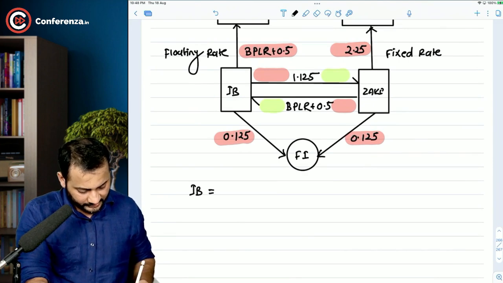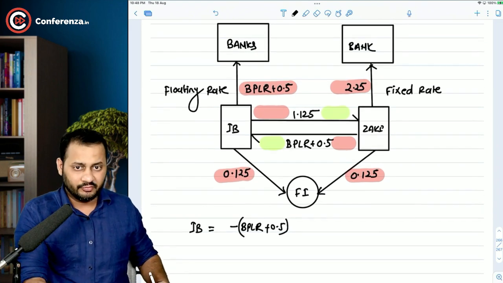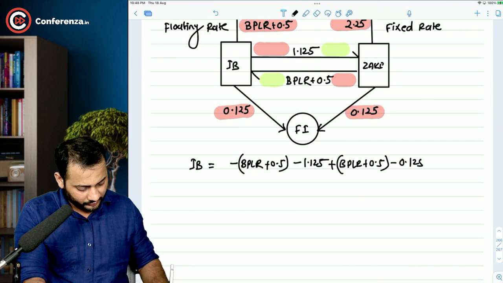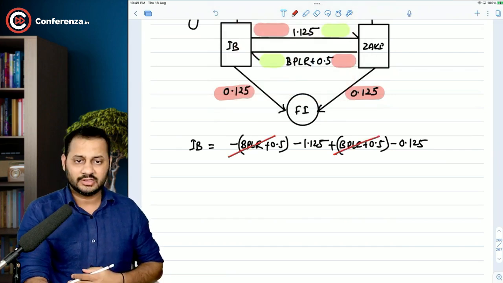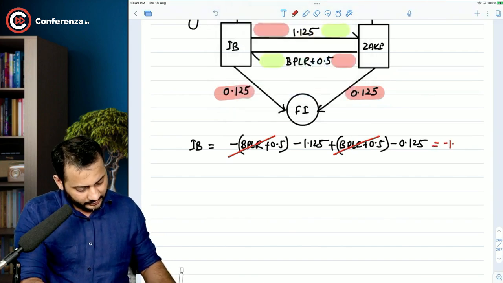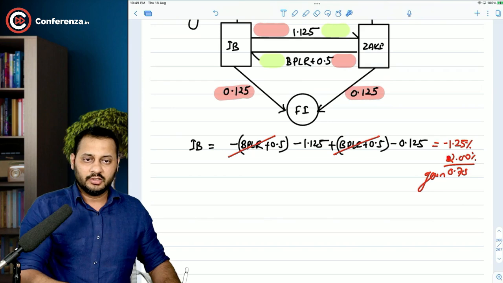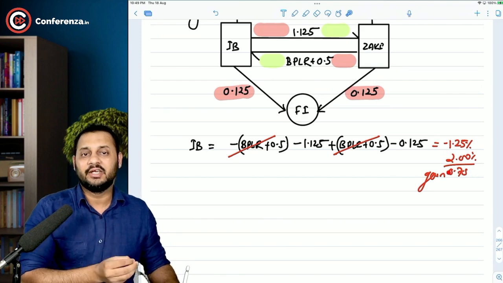For IB, it is minus BPLR plus 0.5, since we have paid. Then we paid 1.125 as well, minus 1.125, then we received BPLR plus 0.5, and then we paid 0.125. Am I right? Writing all the four figures, you can clearly see that this outflow is cancelled with this outflow, and the total is minus 1.25%, which is lower by 0.75%. The direct bank rate was 2%, so I am at a gain of 0.75. The net cost to me is fixed. I wanted that. That's the gain to me, to IB.